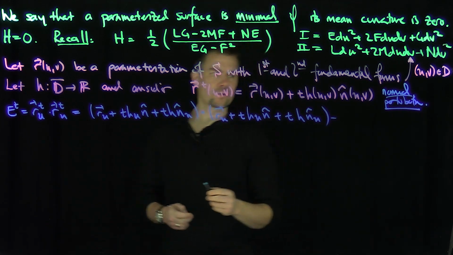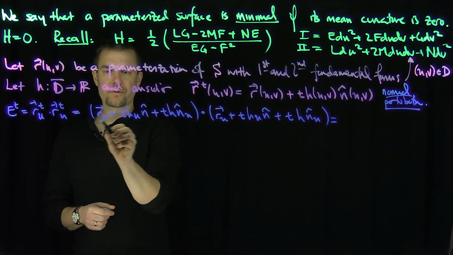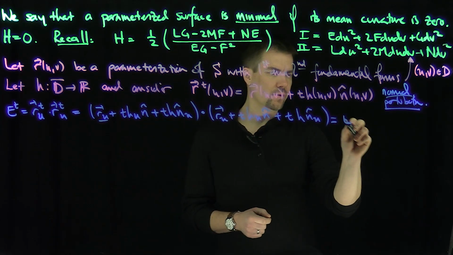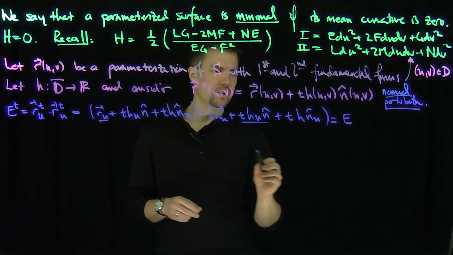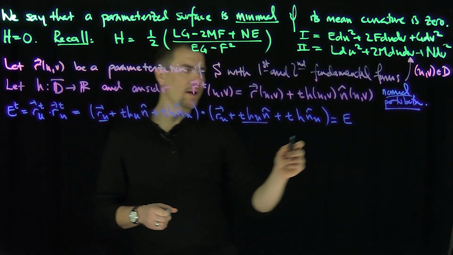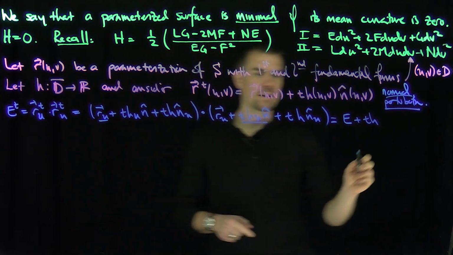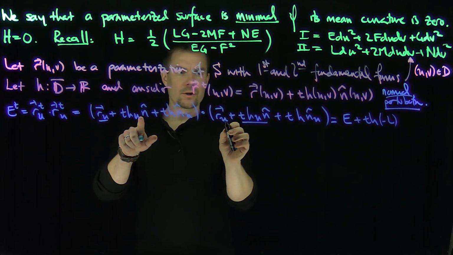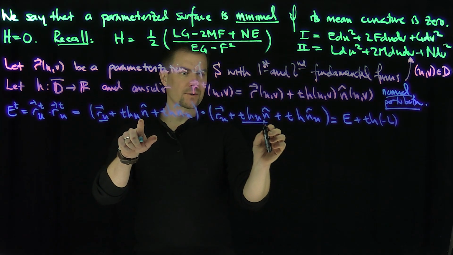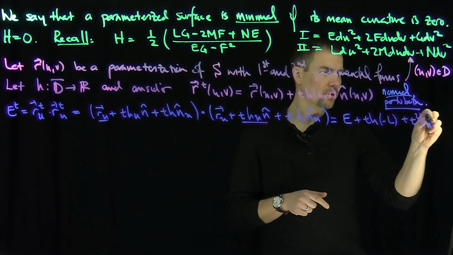And so we're going to get a whole bunch of terms over here. So what terms are we going to get? Well, let's do the R_u first. If I have R_u dot R_u, that gives me a straight old E, right? R_u dot n is equal to 0. And then R_u dot n_u is negative L, so that's going to be a negative t h L, okay? n dot R_u is equal to 0. n dot n is equal to 1. So it's going to be a t squared plus t squared h_u squared, like that.